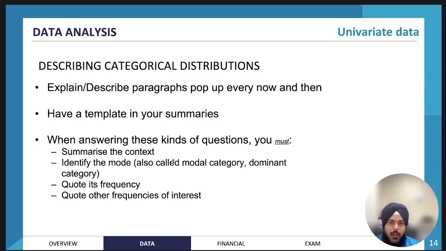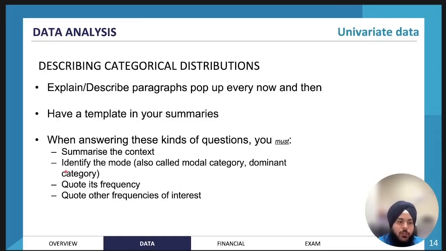So if the data is about the number of pets people have at home, or the year level of students, or what we looked at before, the preferred social media platform, you have to summarize what the context means, what the data represents essentially, and also how many people were in the sample. So it's really important to summarize the context first.